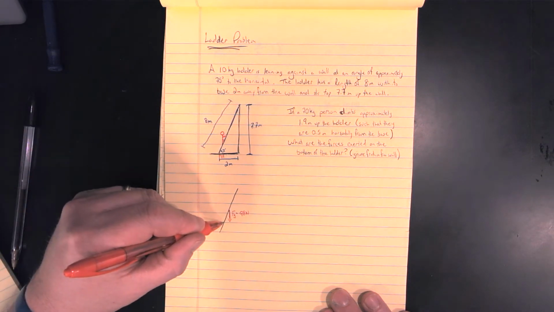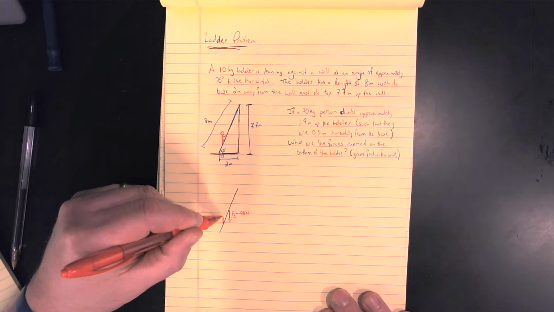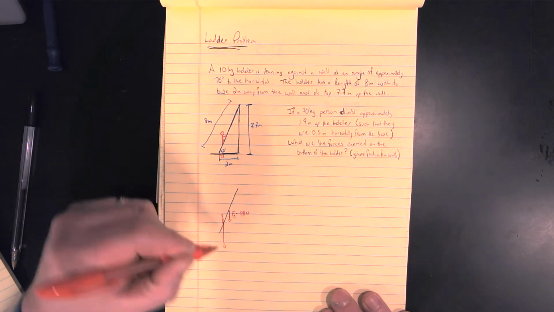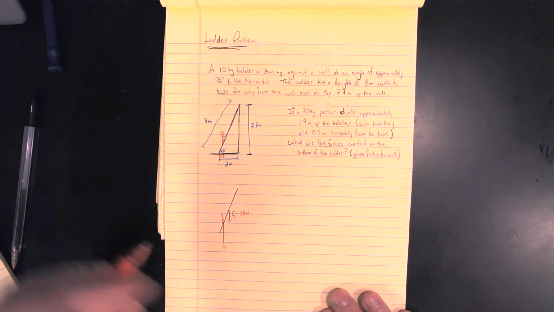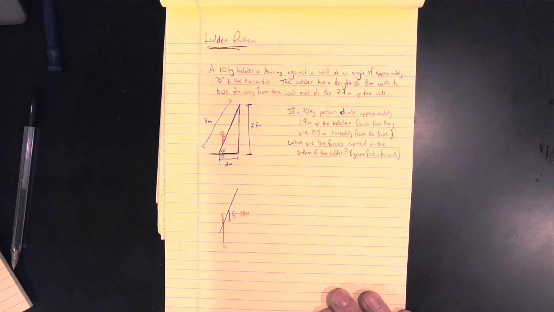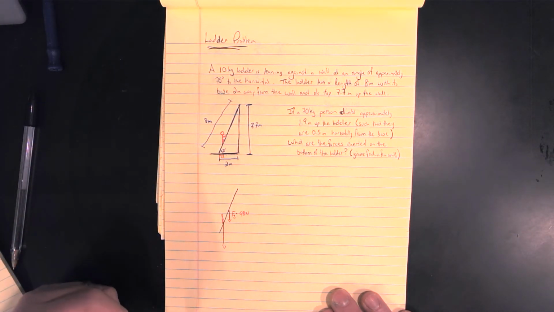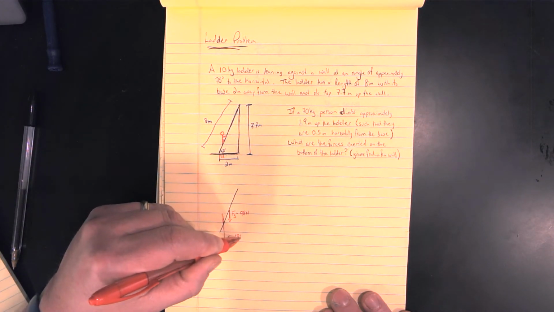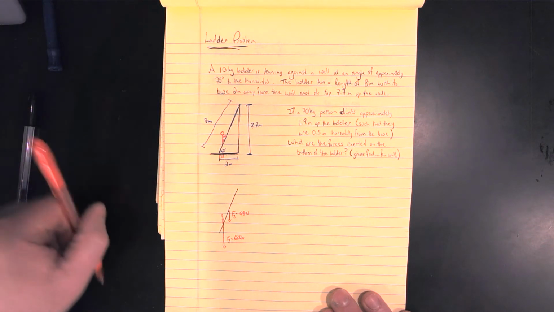I also have the person standing there, and I'll draw them in real quick, but I have a force of gravity acting on the person. That force of gravity is 70 kilograms times 9.81, so the force of gravity there is equal to 686 newtons.